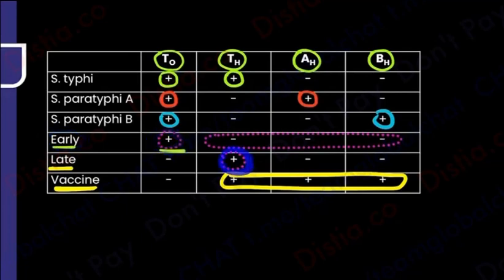If you get only H antigen, this means it's a late test. And other than O, if you get all the H's, that means it is going to be a vaccine. Now all is done. This is seeming so simple, but what's the controversy?